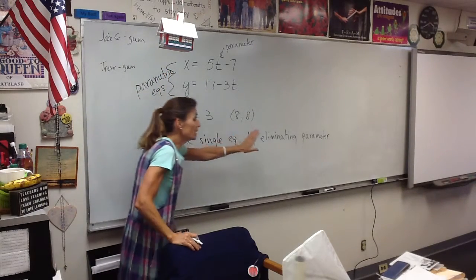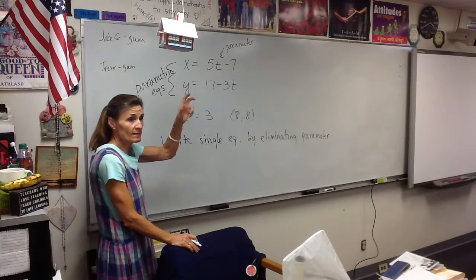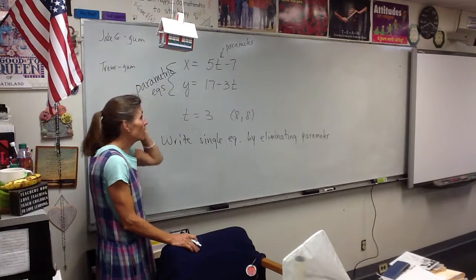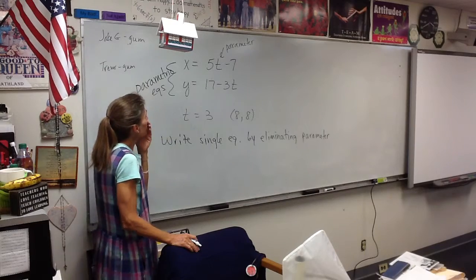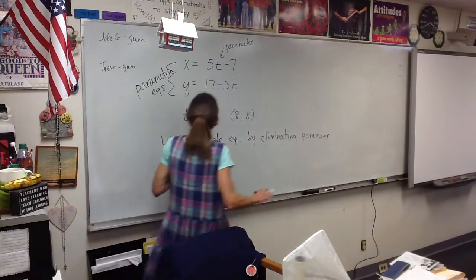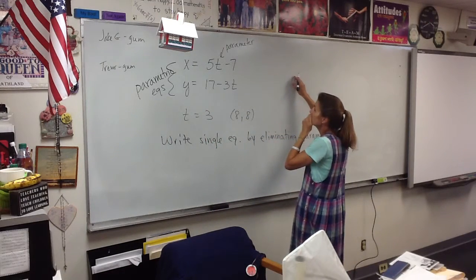Okay, we want to eliminate the parameter. I want to get rid of the t's. Any idea how to get rid of the t's? Dan? I'm not exactly sure. You do like times like one of them by 3 on the top and like 5 on the bottom. Well, I've never thought of that before, but let's try that, Dan.